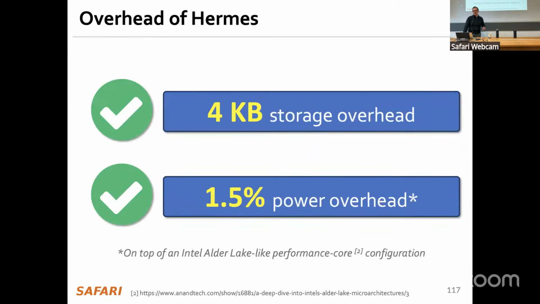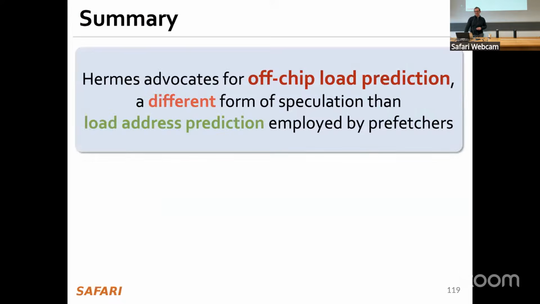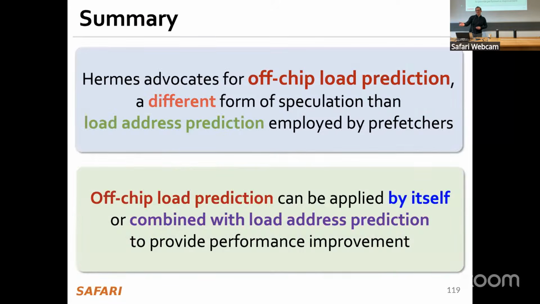Okay, the storage overhead of this is much smaller because of reasons that we discussed, and so is the power overhead. The good news is that this is off-chip load prediction-based prefetching, which is different from the other load address prediction-based prefetching. Here, you know the address, except you start the request early. You predict that it's going to be a miss. Right? That's a different sort of prefetching.